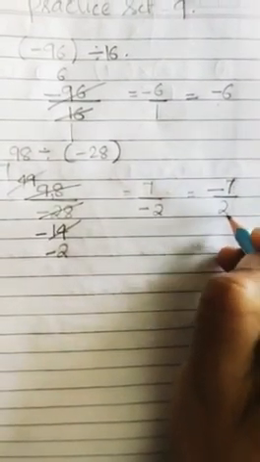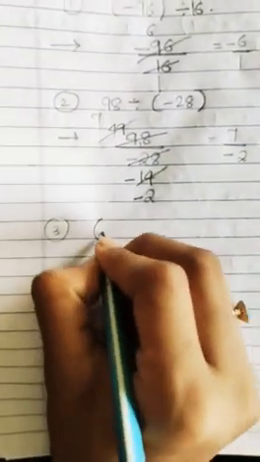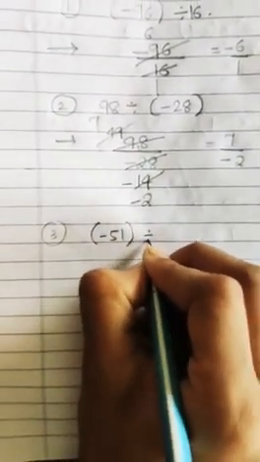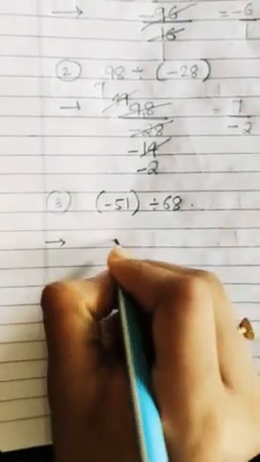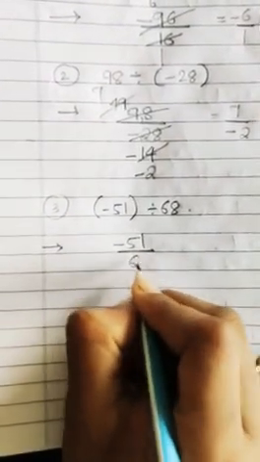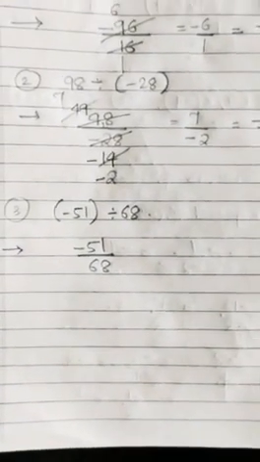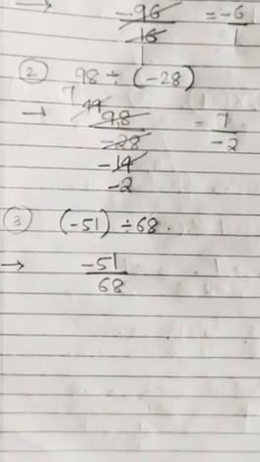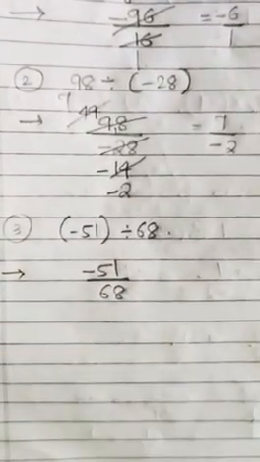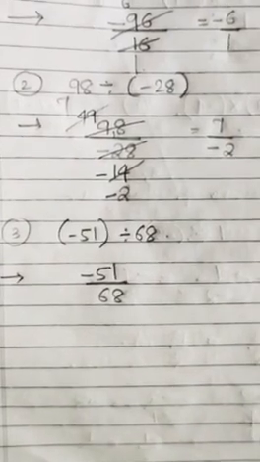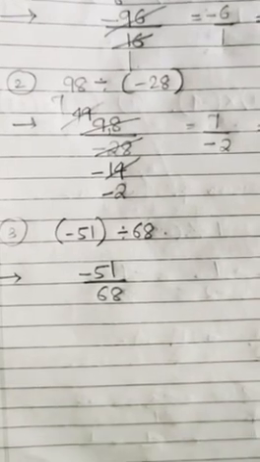Minus 7 upon 2. Then the third one, minus 51 divided by 68. Write this in fraction form: minus 51 upon 68. 68 we can divide by 2, but 51 is not divisible by 2. Can both numbers come in any table? 51 and 68. In the table of 12?